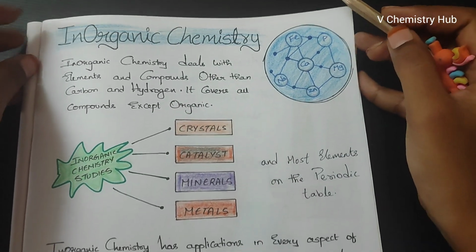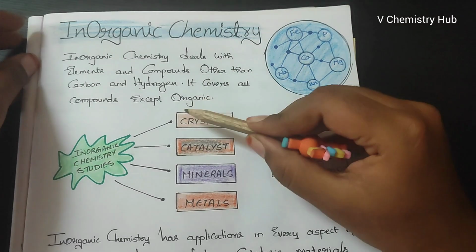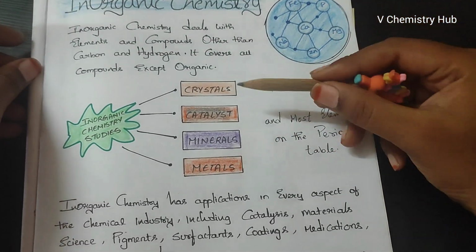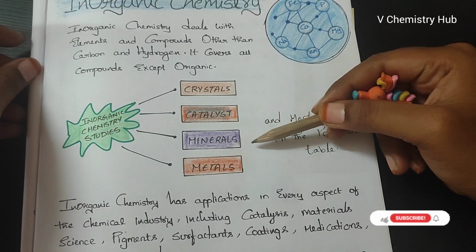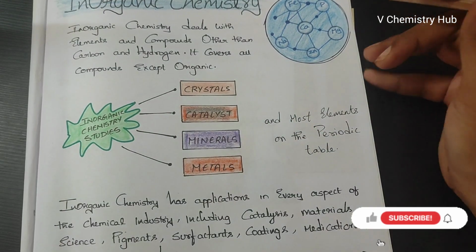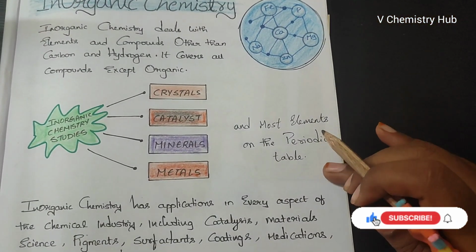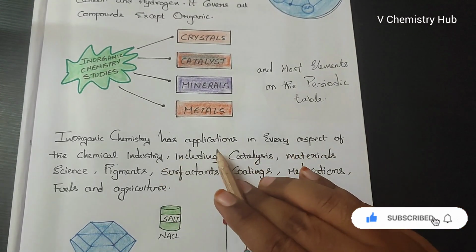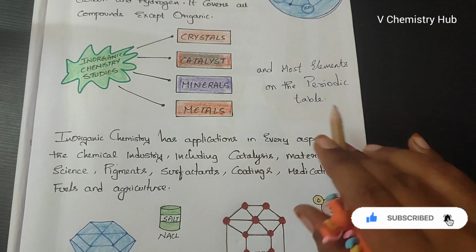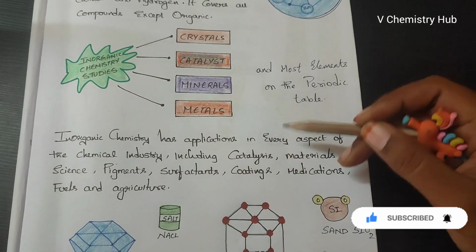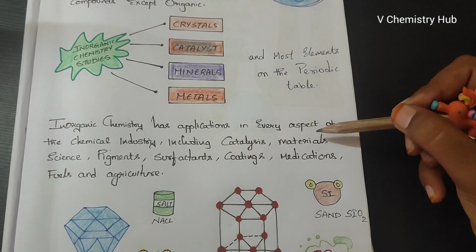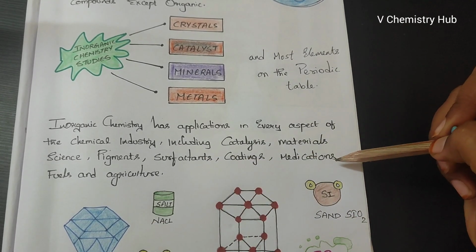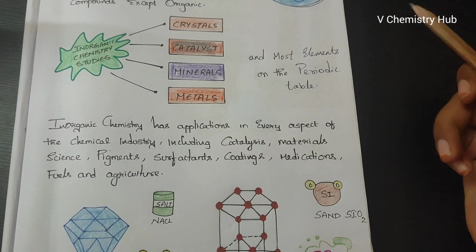So inorganic chemistry covers all the compounds except organic. Inorganic chemistry studies crystals, catalysts, minerals, metals. As we know, most elements on the periodic table are inorganic. And inorganic chemistry has applications in every aspect of the chemical industry, which includes catalysis, material science, pigments, surfactants, coatings, medications, fuels and agriculture.